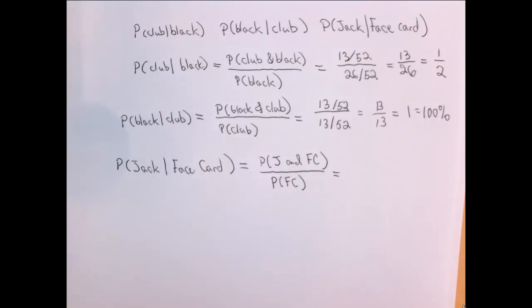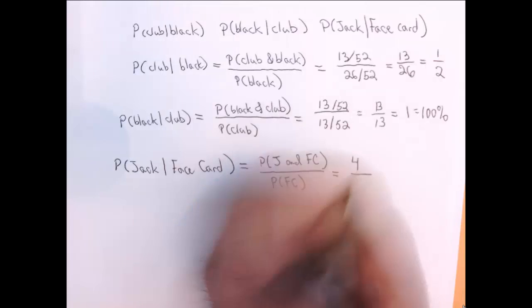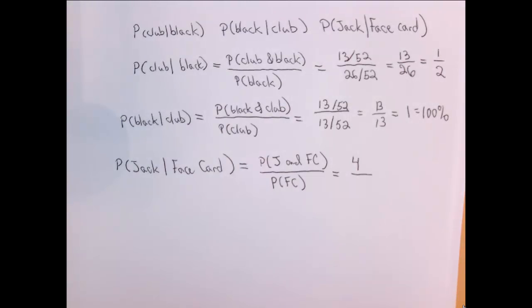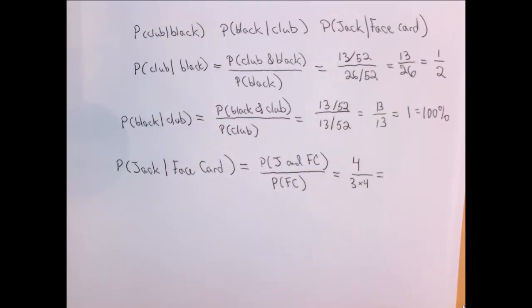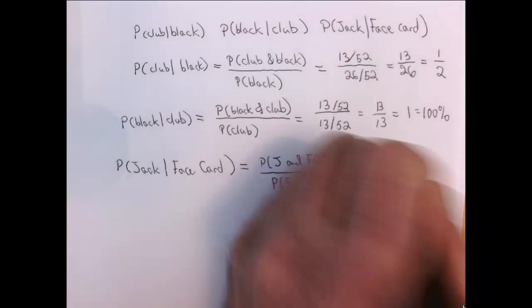Of course, since all the cards are equally likely to be chosen, we can work with counts rather than probabilities. Now, how many jacks are there in the deck of cards? There are 4 jacks, 1 for each suit. And how many face cards are there? Well, there are 3 for each of the 4 suits. And therefore, the probability that we have drawn a jack, if we know that we've drawn a face card, is 1/3.